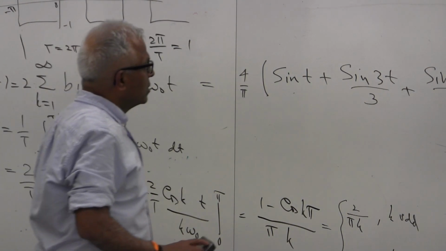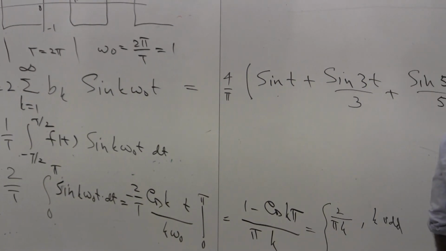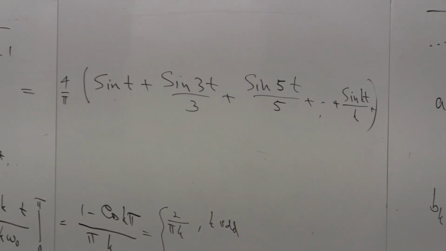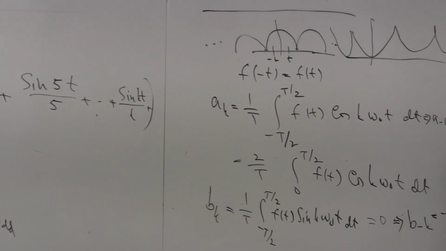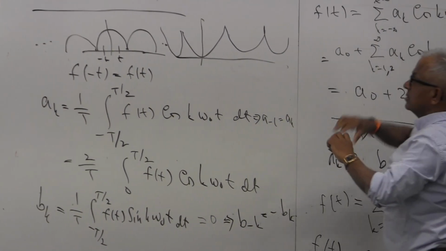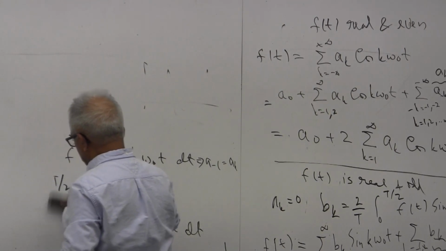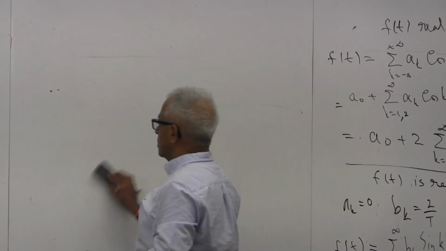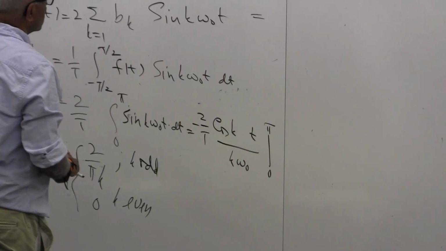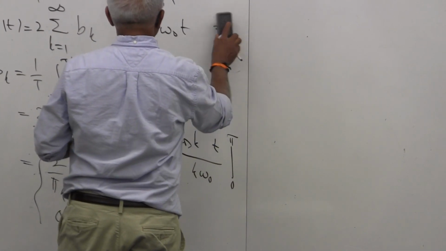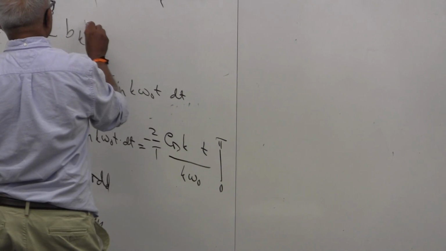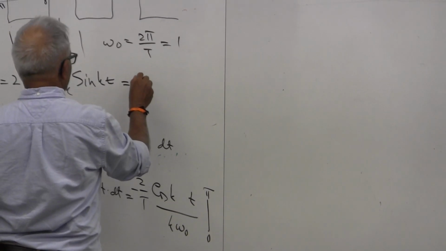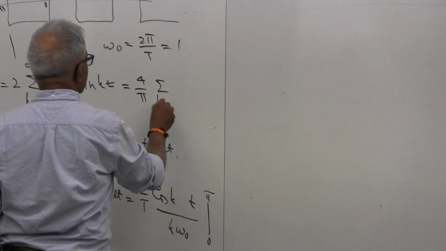Let me move on to a slightly different one. I'll save this and erase this. Maybe do another classic problem, another odd one, which is a sawtooth waveform. So the result turned out to be, omega naught is 1, so this is good. What was it? 4 over pi, summation over k.